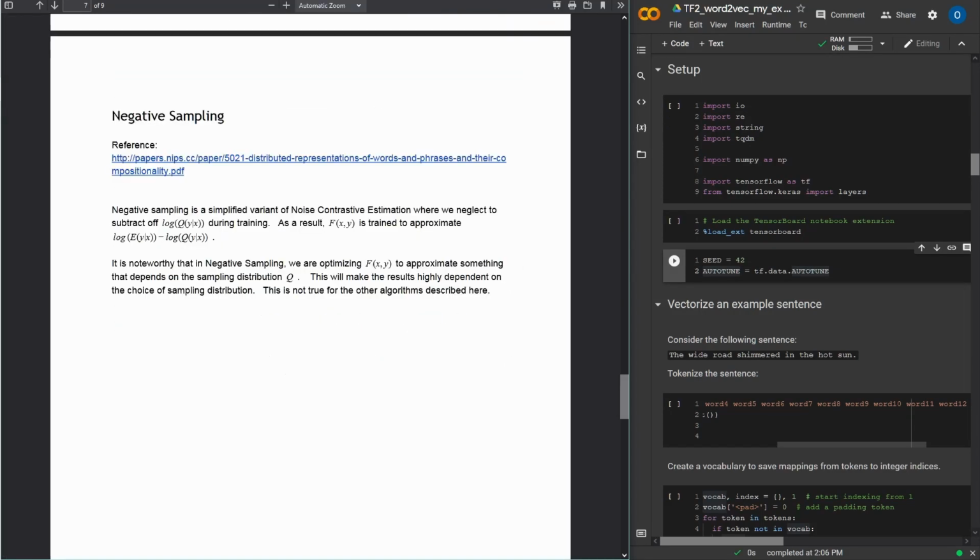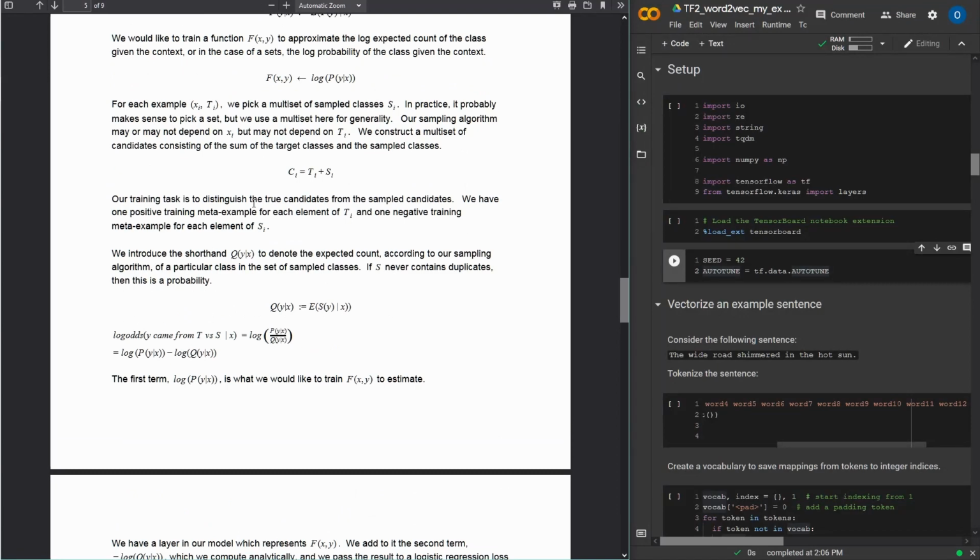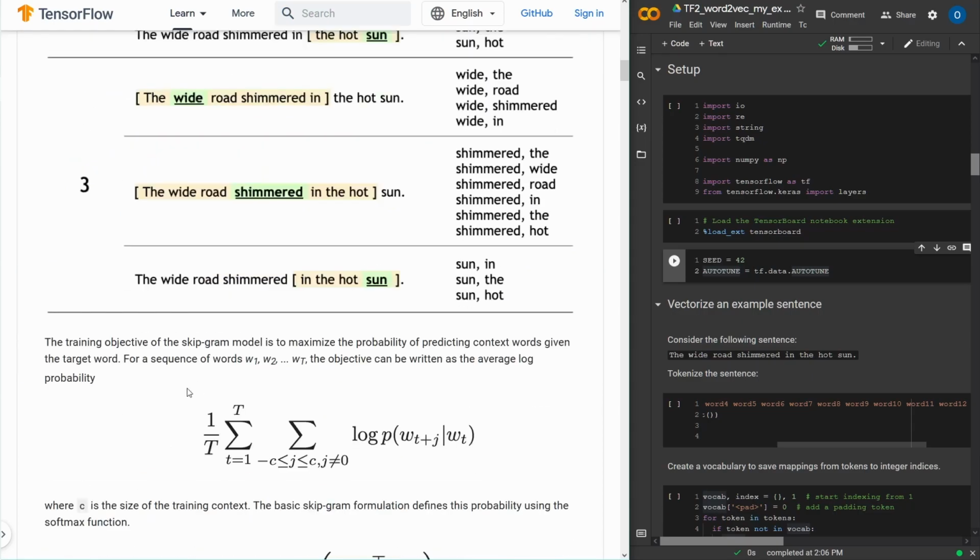And now our job is to put negative sampling into TensorFlow 2.7 code. If you're interested in negative sampling, there's a beautiful paper here. I'll leave you the link in the description of this video, where they tell you negative sampling is simply a simplified variant of NCE, where you neglect to subtract off the logarithmic function for training. And it is noteworthy that in negative sampling, we are optimizing a function to approximate something that depends on the sampling distribution. And this will make the result highly dependent on the choice of your sampling distribution. This is interesting. Keep in mind the sampling distribution. Already Mikolov mentioned this. So here we go with the code.